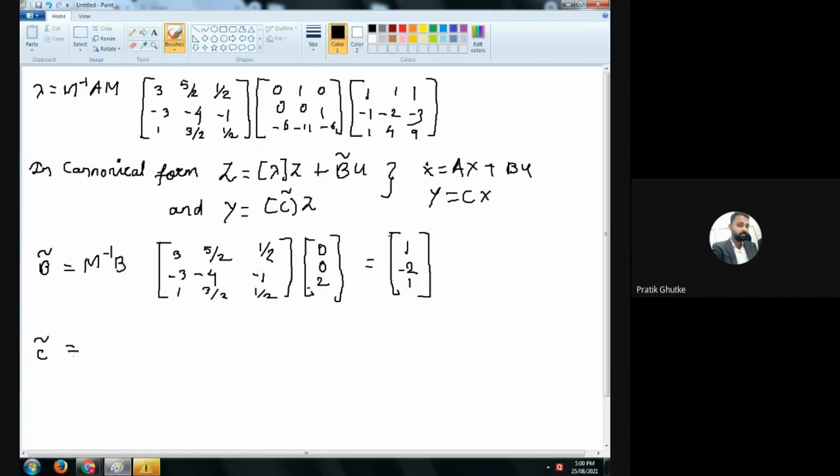C cap is not M inverse into C. Okay. C cap equals C into M. Most of you might have said that as we have calculated B cap equals M inverse into B, C cap equals M inverse into C, but it is not like that. C cap you have to calculate C into M. So what is my C matrix? C matrix is a row matrix 1 0 0, and your M matrix is nothing but 1 1 1, minus 1 minus 2 minus 3, here 1 4 9. This is your M matrix.